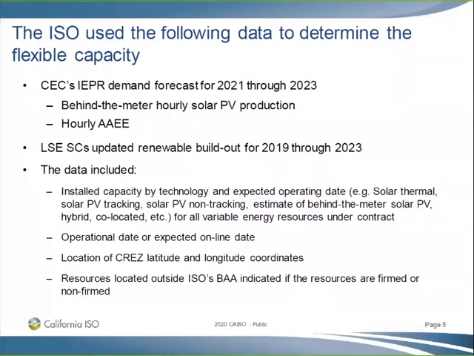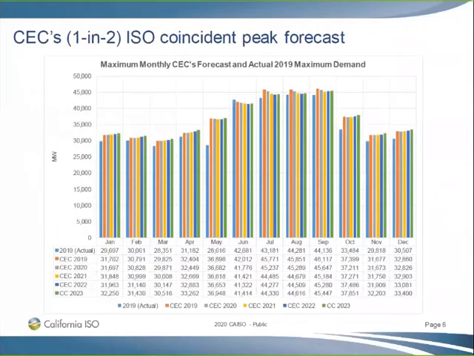Looking at resources outside the ISO, we asked for a couple of things. One, is that energy coming in going to be firm? If it's non-firm, it comes in as a dynamic schedule, and then we need to include that in the flexible capacity study. So the first slide here, slide 6, that really goes into details, shows you the CEC's load forecast that we used for the 2021 study, and then the advisory is 2022, 2023.